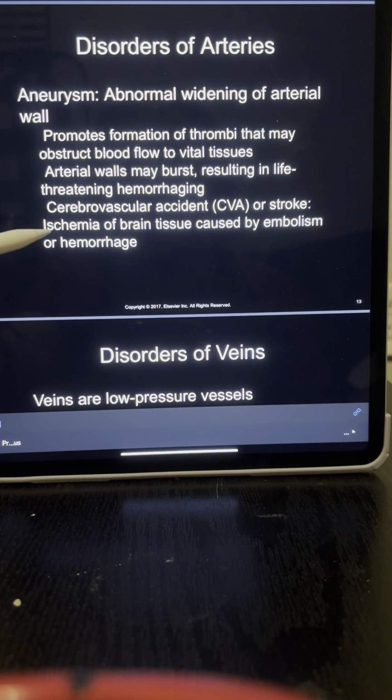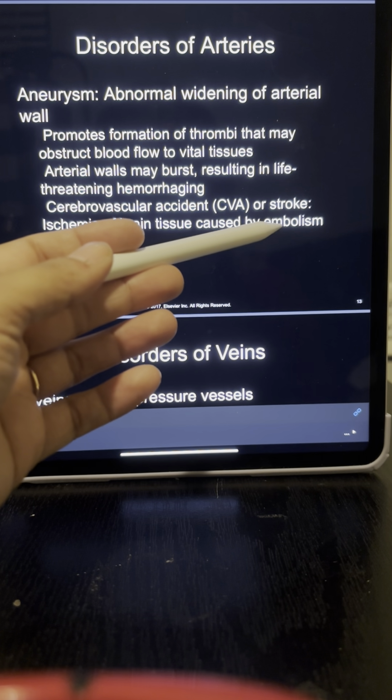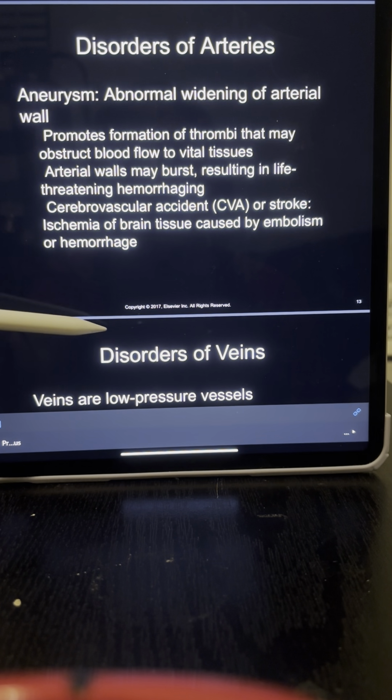CVA is a stroke: ischemia, or lack of oxygen to the brain tissue caused by a moving blood clot or a hemorrhage, a bleed.